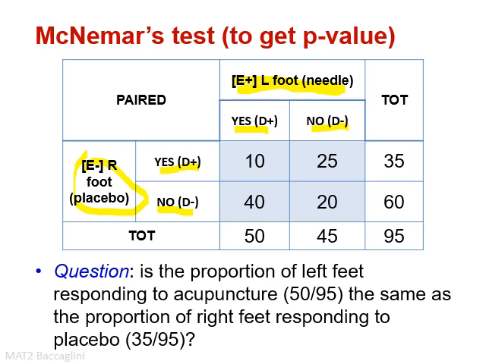And we have 95 individuals. And the question would be, is the proportion of left feet responding to acupuncture the same as the proportion of right feet responding to a placebo? You can do a McNemar's test if you want to get a p-value.